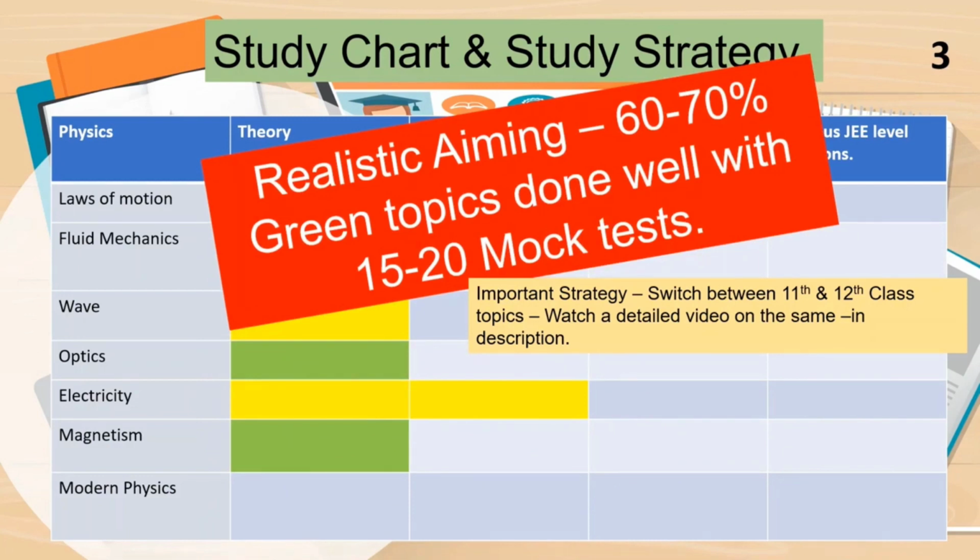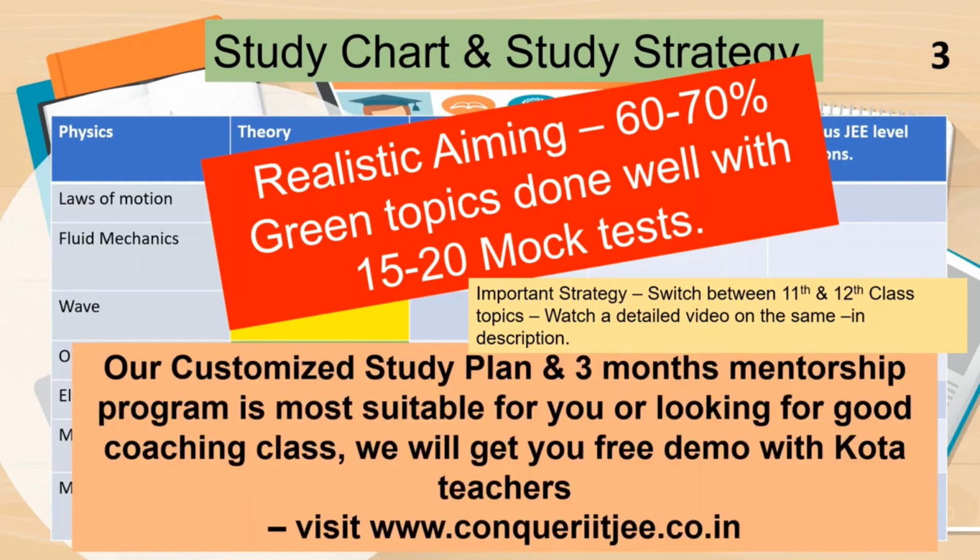Now in terms of realistic aiming, what you should do is you should try to complete about 60 to 70% of the syllabus. If 60 to 70% of this entire chart becomes green, and if you have done 15 to 20 mock tests with proper analysis, then you have a great chance of getting into a great college. You should not aim to get 100% syllabus completed in the next few months, because that's not realistic and you will move very fast, leave out a lot of concepts and leave out a lot of required practice.